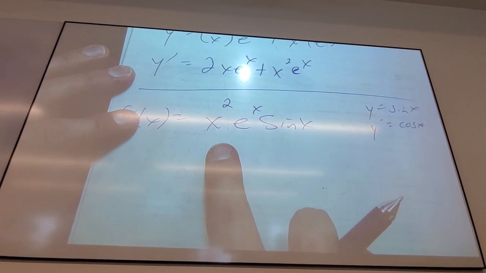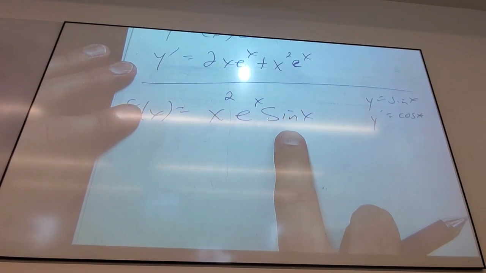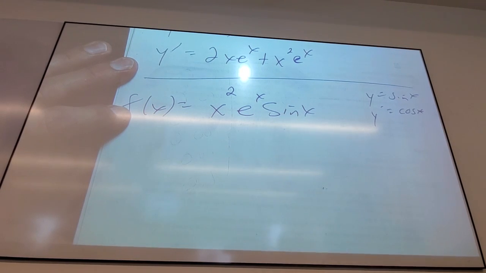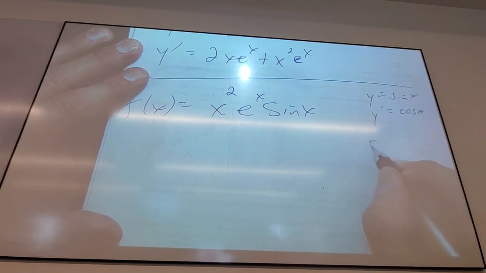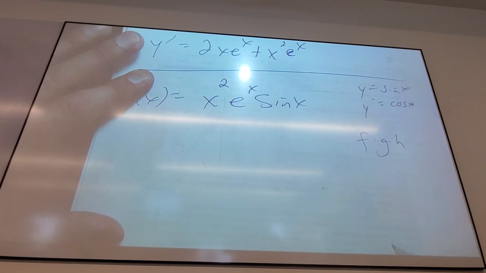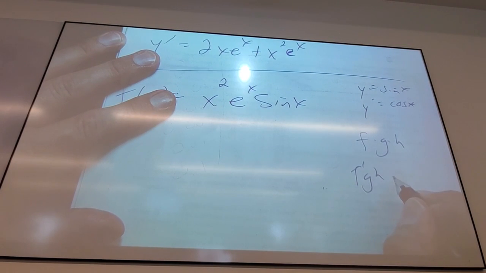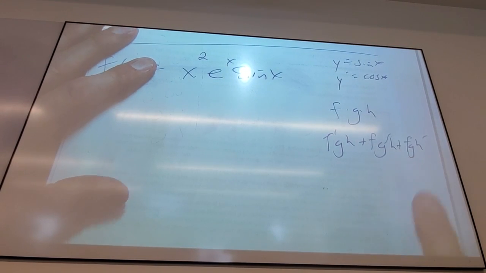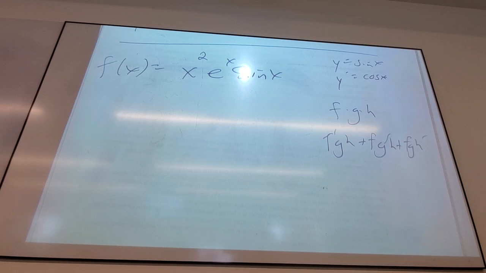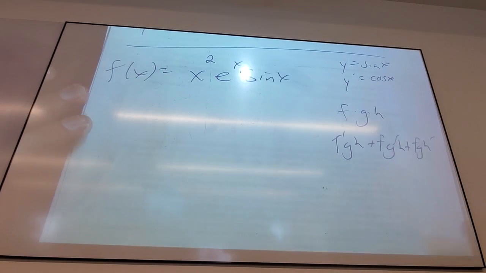So how many functions are involved in this product? Three. The great thing about the product rule is, so I've got f times g times h. The product rule just says each one gets a term. So f prime g h plus f g prime h plus f g h prime. Each one gets a term, so it just extends. That's so cool.